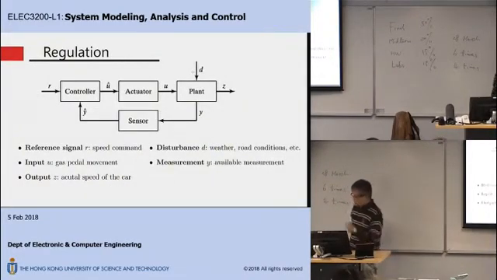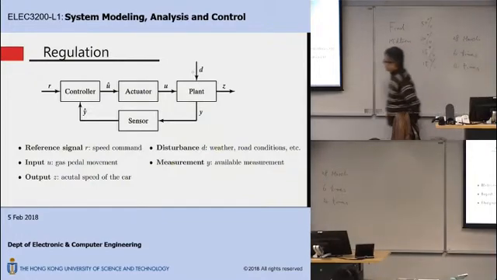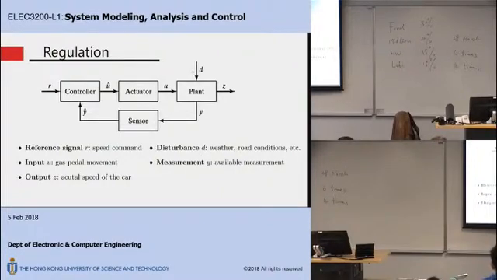Now let's look at the block diagram of a regulation control system. Again, you have a plant, you have an actuator and sensor, you have a controller. But now the difference is that we have an external command. The external command is called a reference signal. We call it the reference signal.